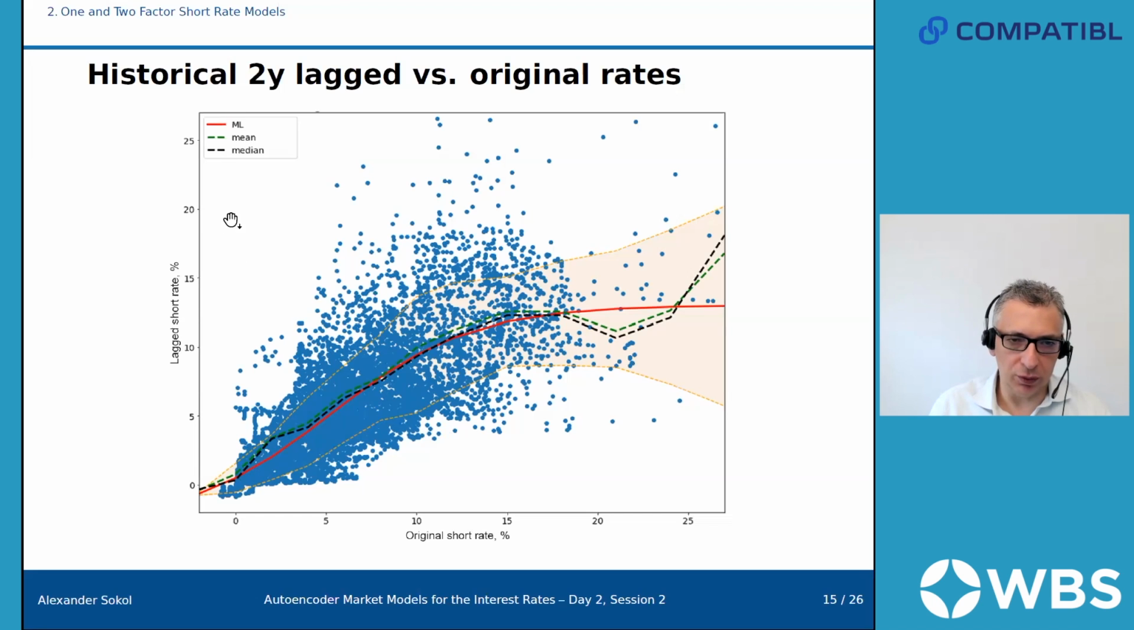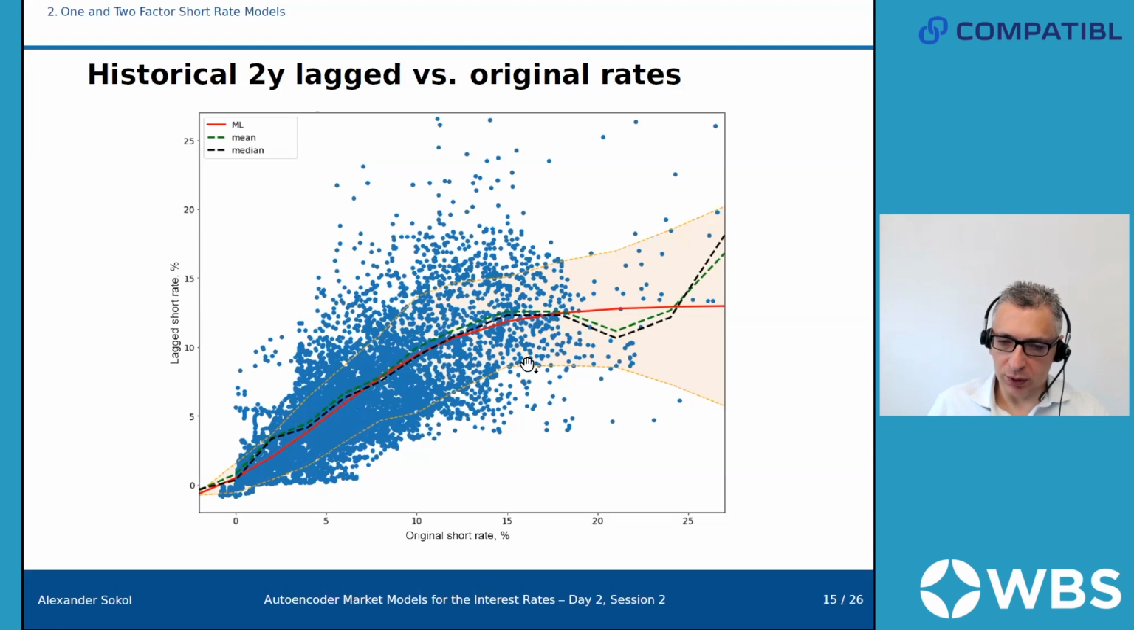So the black dashed line is just the mean for each 2% bucket. Green is the median, right? So you can see that it's really not very skewed. And red is machine learning, which doesn't do much more than just smoothing the bucket averaging, right? And the yellow shaded area is one standard deviation envelope around the data.